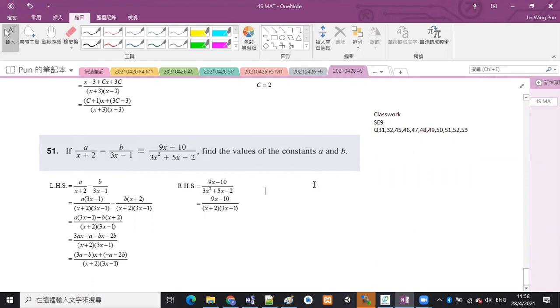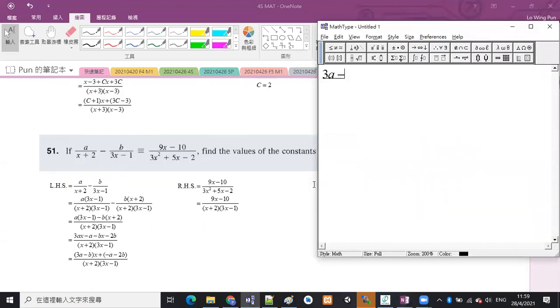And then we may compare coefficient. Because the denominators on both sides are equal at this moment, then we may compare the coefficients. So that would be 3a minus b equals 9. But this time we have two unknowns. So we need to save this to be equation 1. And then to compare the constant term, we have negative a minus 2b equals negative 10.